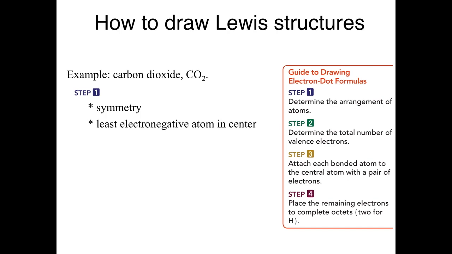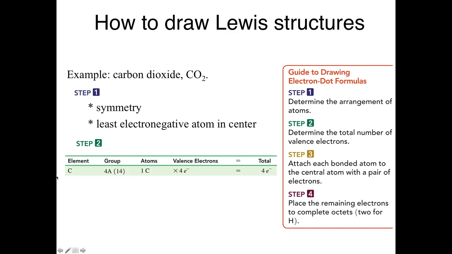Once you have determined the connectivity of the atoms, in step 2, you need to count the total valence electrons. You say to yourself, I have a carbon. Carbon belongs to group 4A, which means it has 4 valence electrons. So if I have only 1 carbon contributing 4 electrons, that gives me 4 electrons. Then you move on to the next atom.